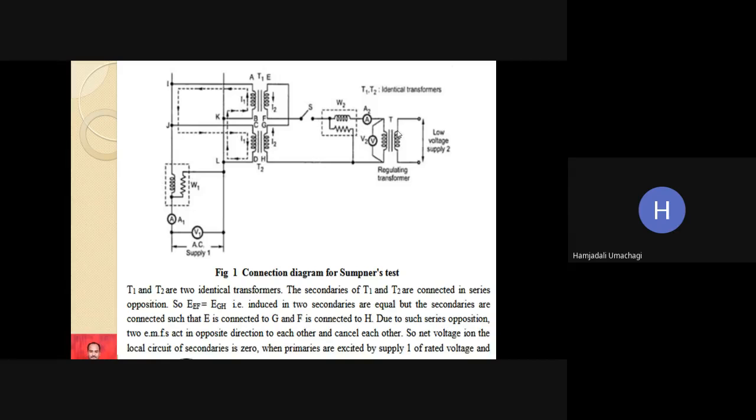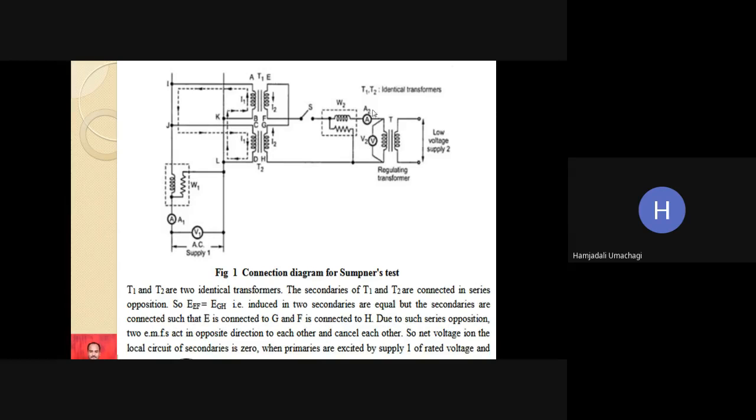Then we should apply a very small amount of voltage such that the two transformers carry rated current. That rated current will be observed with the help of ammeter A2. So ammeter A2 shows the short circuit current. To get the rated current through this ammeter A2, a very small amount of voltage is sufficient, and that small amount of voltage is V2. It can be measured or observed on the V2 voltmeter.